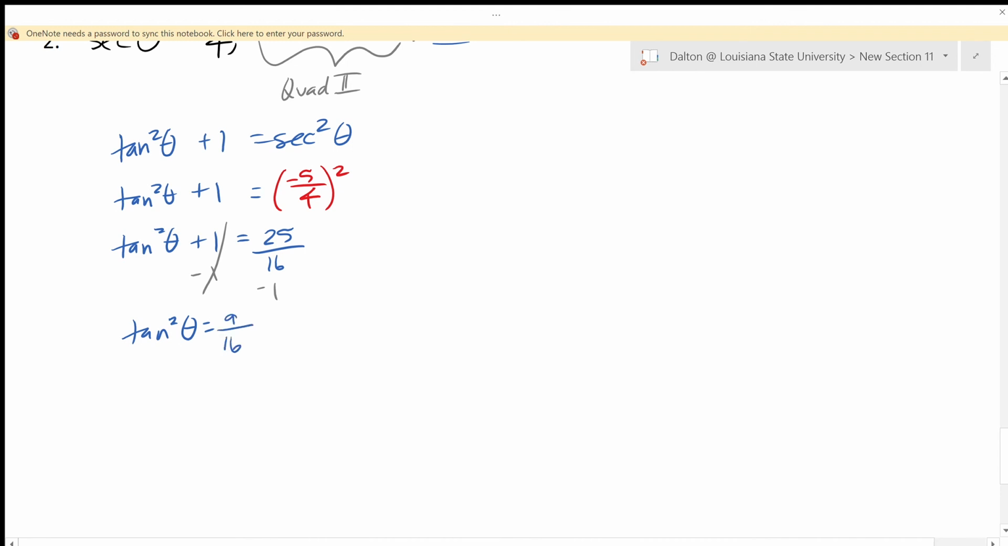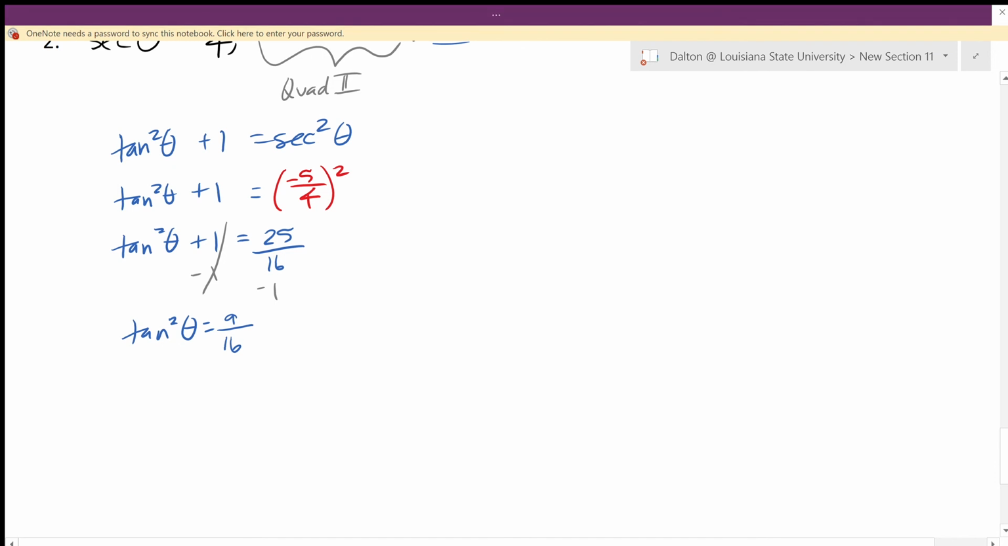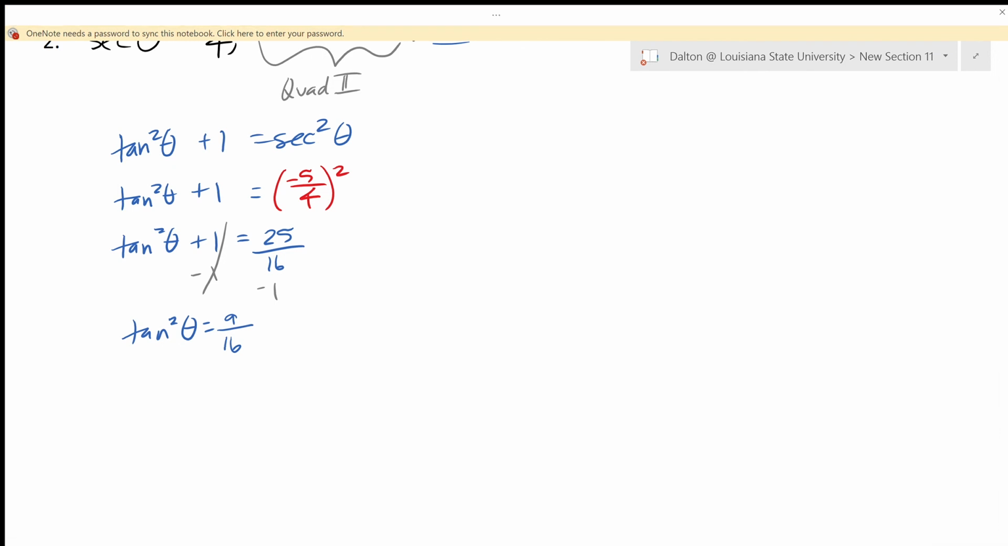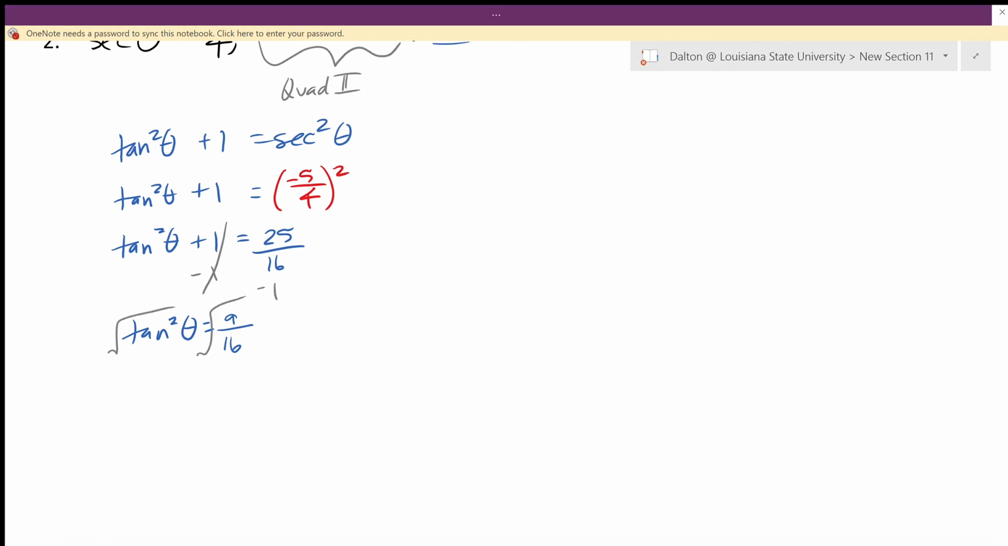Awesome. And then how do you suppose we might isolate tangent of theta? Yeah, we can take the square root of both sides. So then we get that the tangent of theta, what do you need to remember when you take the square root? Is plus or minus the square root of 9/16. Now, what is the square root of 9/16? 3/4. So this is also plus or minus 3/4.